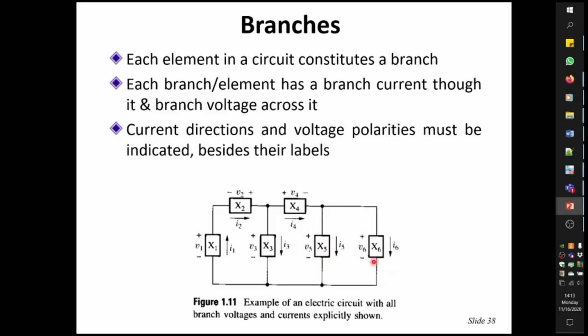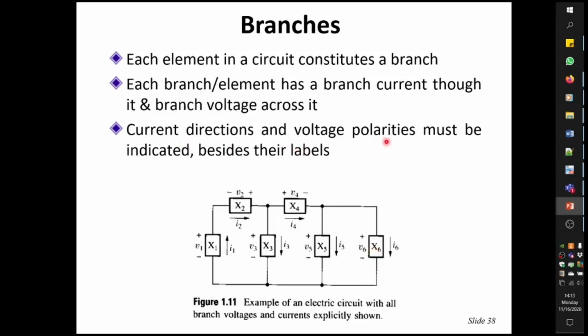And when two branches are in parallel, the voltage across them is common. So V5 is the same as V6. Of course, current is different. So I5 is different from I6, and these two add up to I4. So I4 divides up into the sum of I5 and I6.